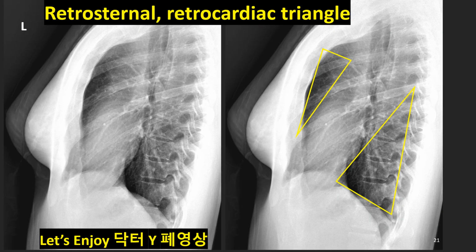On the lateral film, we see two dark black triangular areas. One is named the retrosternal triangle, the other is the retrocardiac triangle. One is behind the sternum and the other is behind the heart. These two triangular areas contain no important organs, so they should look black, dark. If they contain something, then it becomes white, dense. It means there are pathologic lesions there.